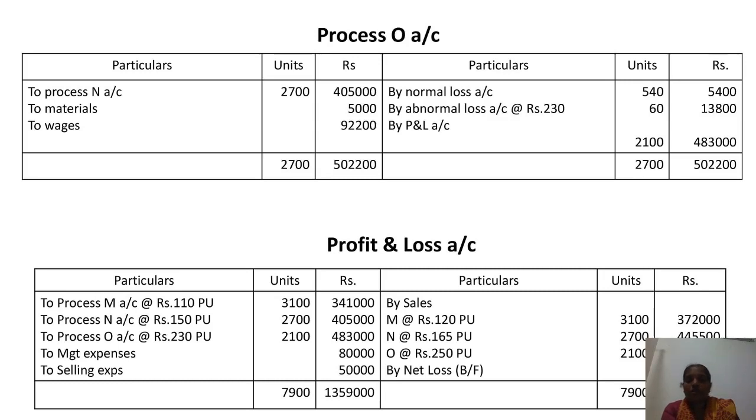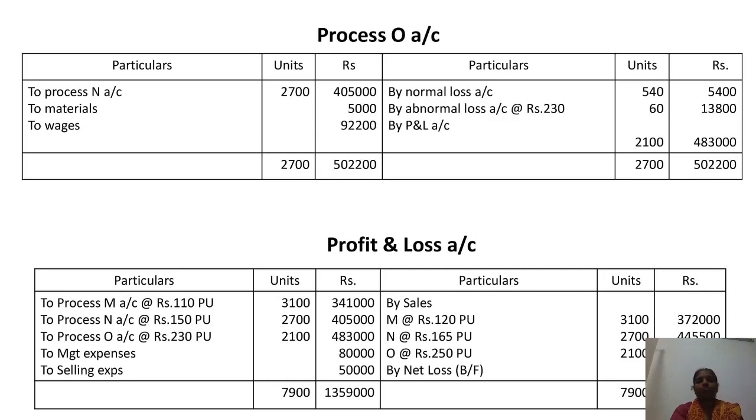That is 3,100 into 110, we get 3,41,000. Then 2,700 into 150, we get 4,05,000. And for process O, 2,100 into 230, we get 4,83,000. Apart from that, we have some management expenses and selling expenses which are not allocable to any process. In that case, 80,000 and 50,000 should be transferred to the profit and loss account as expenses.